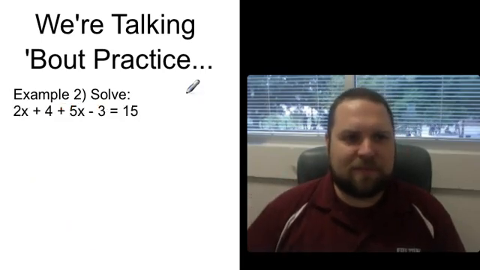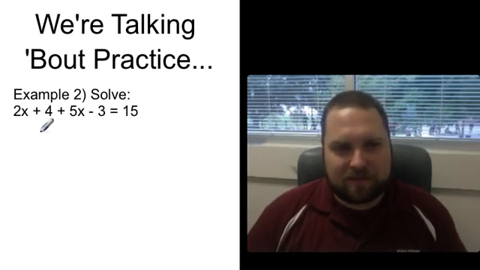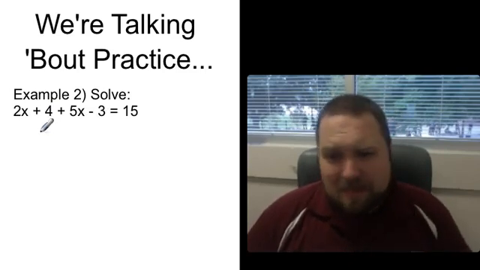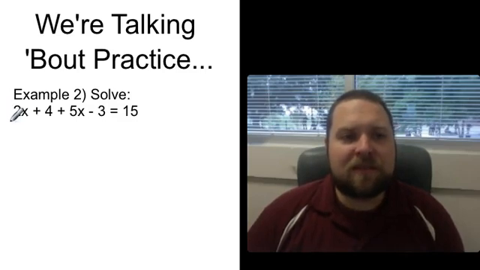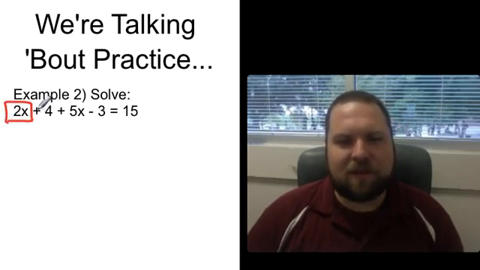For the next problem, it's a bit more complex in the sense that I have a whole bunch going on on the left side of the equation. But if you take a close look at it, it's not so bad. Let's start with this first term. There's no distributive property here. I don't see any parentheses going on, so I don't have to worry about that.